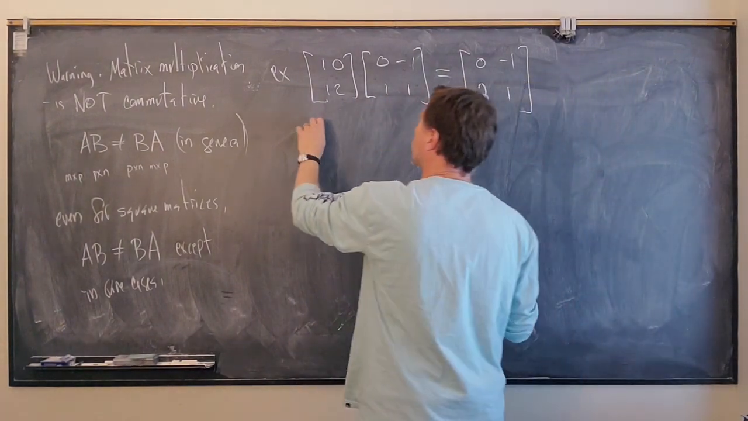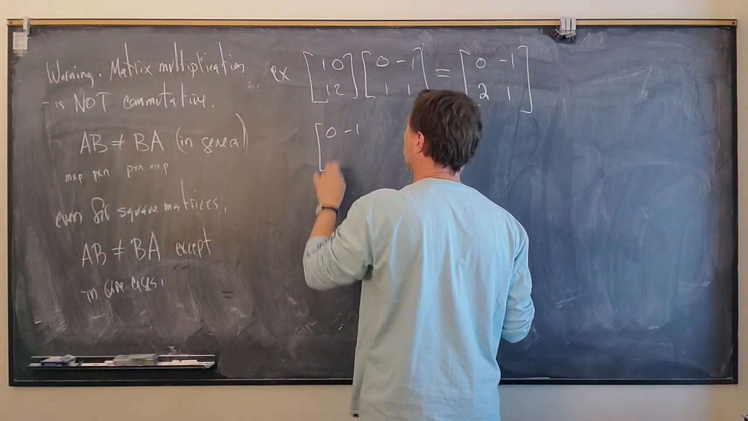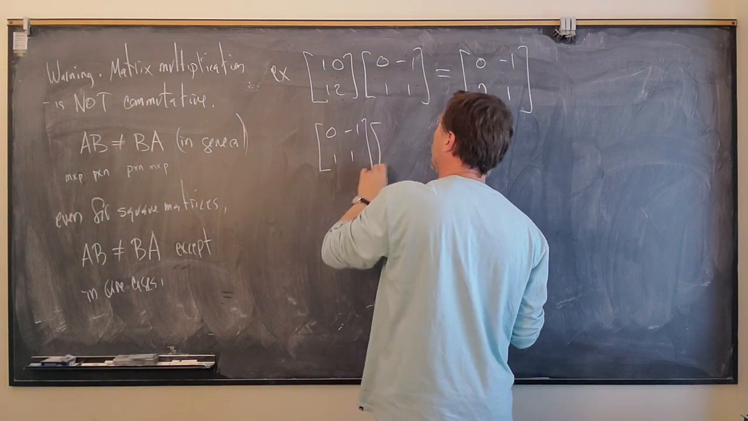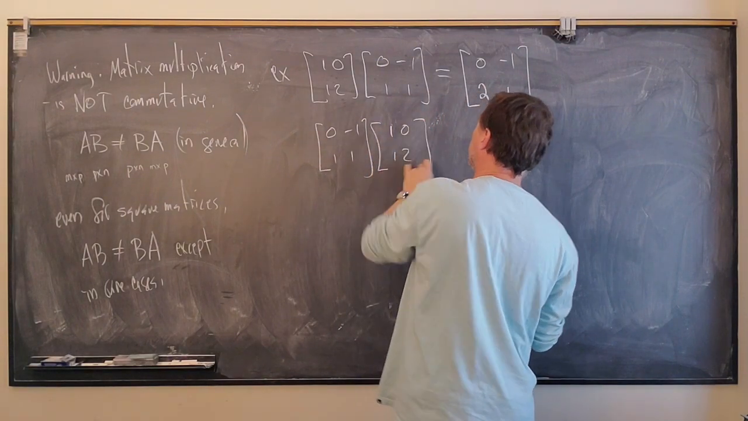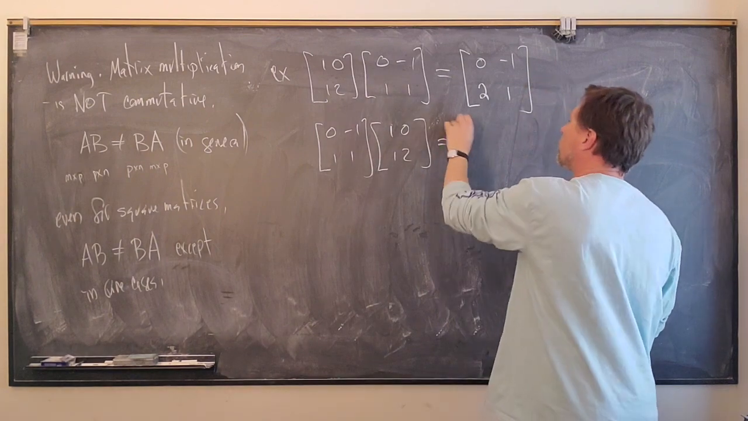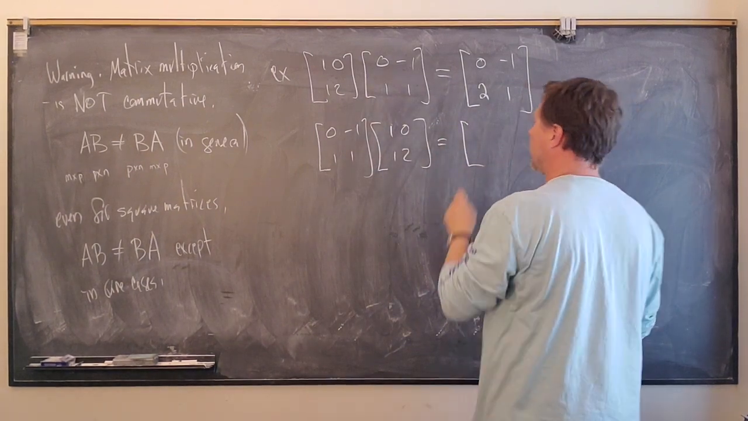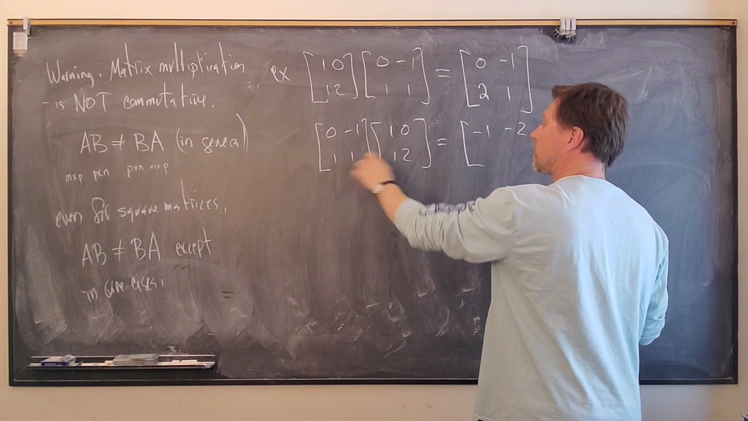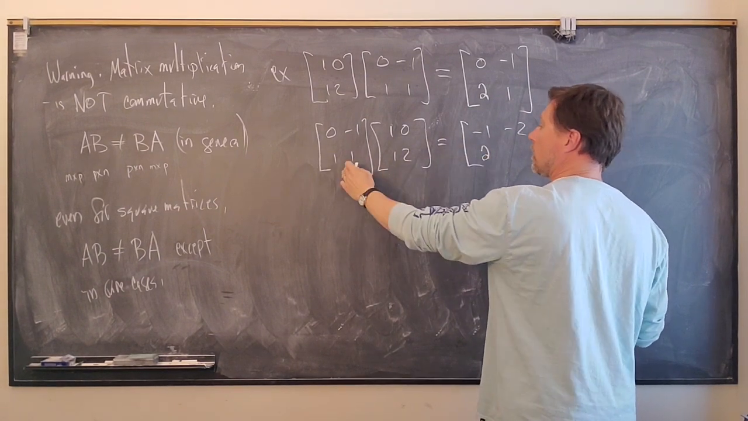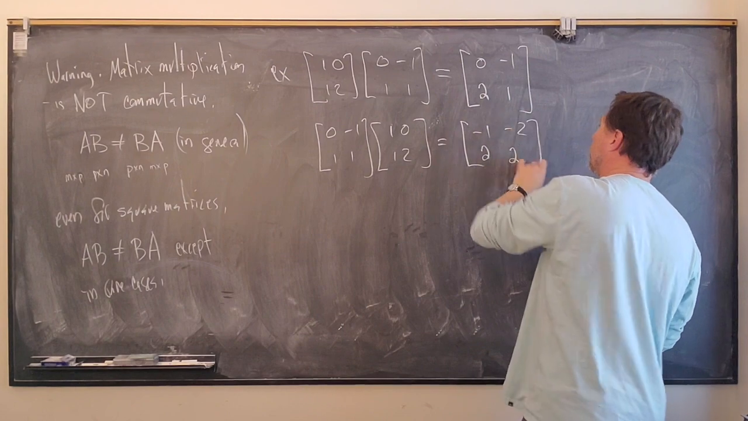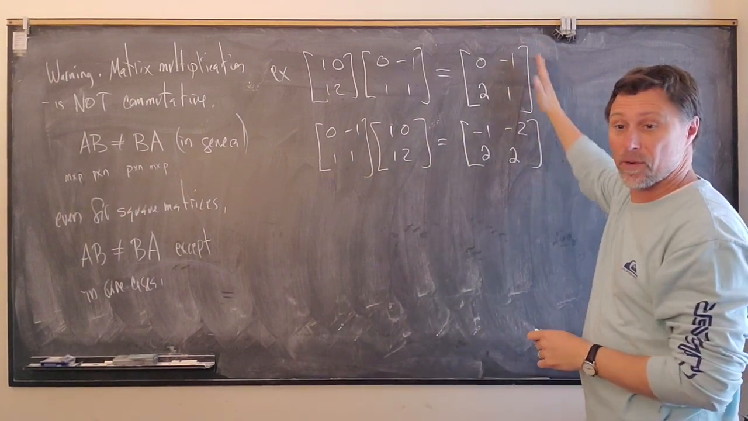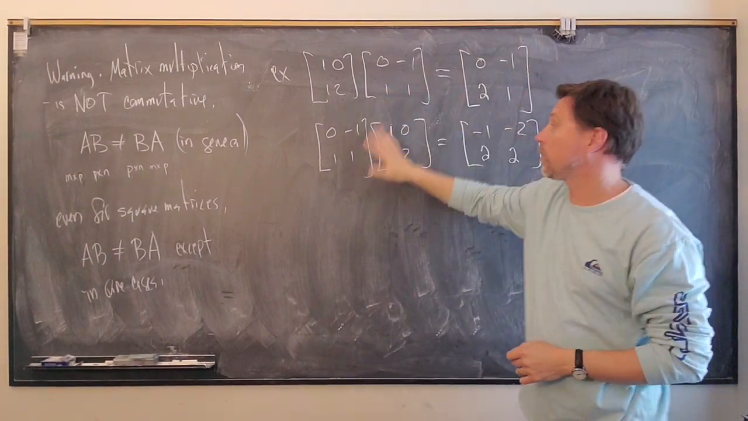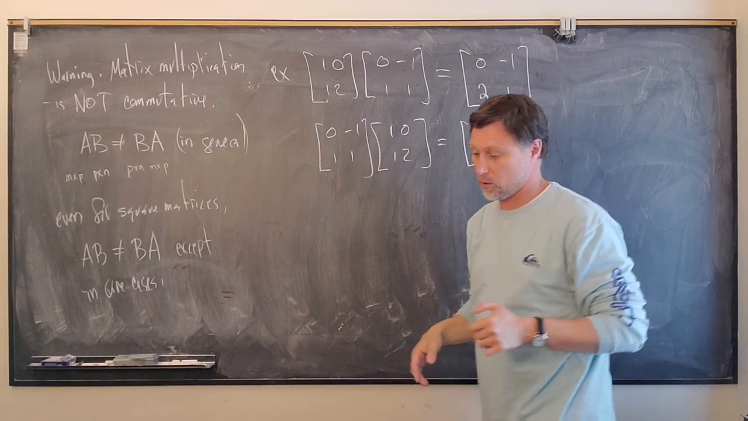Now I'm going to reverse the order. 0, minus 1, 1, 1, times 1, 0, 1, 2. And let's see what we get here. Minus 1, minus 2. This will be a 2, and then a 2. Right? So definitely different matrices. We get different results when we multiply these two matrices in different orders.